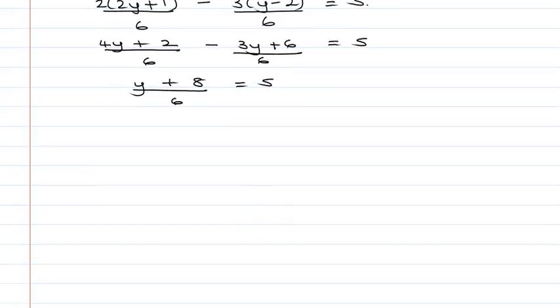Now I'm going to multiply both sides through by 6. We're working over there on the right. I haven't drawn a line, but never mind. So y plus 8 equals 30. Then I'm going to subtract 8 from both sides to leave y equals 22.